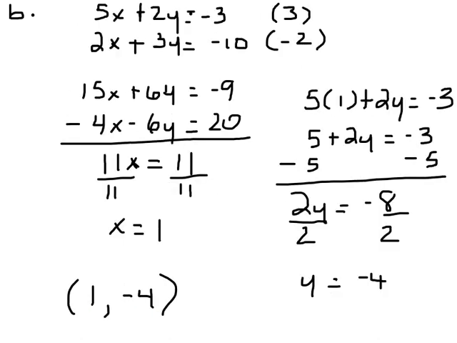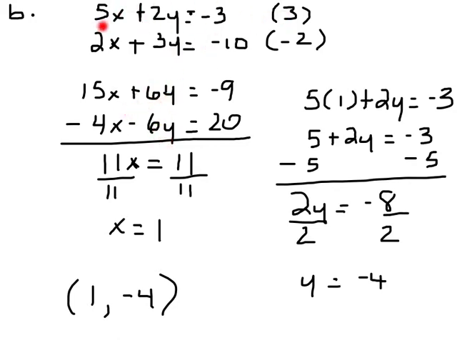All right, in B, 5x plus 2y equals negative 3, 2x plus 3y equals negative 10. Again, I've got that 2 and that 3. I'm going to multiply this one by 3 and this one by negative 2, and that will give me a positive 6 and a negative 6, and we'll eliminate the y terms.